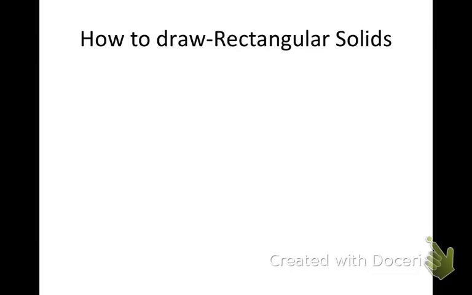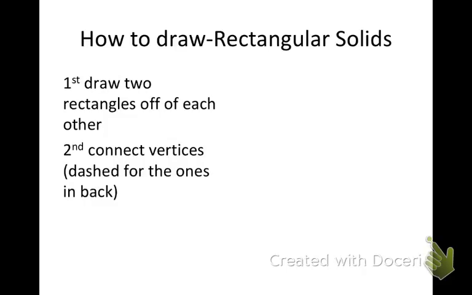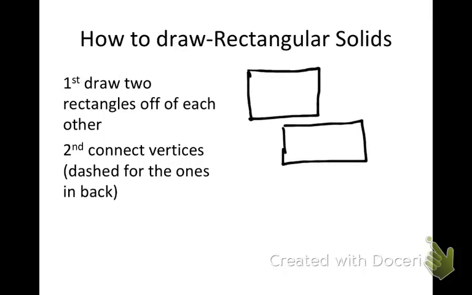Okay, so we're going to practice drawing, even though I've asked you to draw already. So here are my two steps. The first thing I want to do is draw a rectangular solid. So first I draw two rectangles off kilter from each other a little bit. So here's my rectangle. I'm going to draw my other rectangle here. Okay, so that's what I did first.